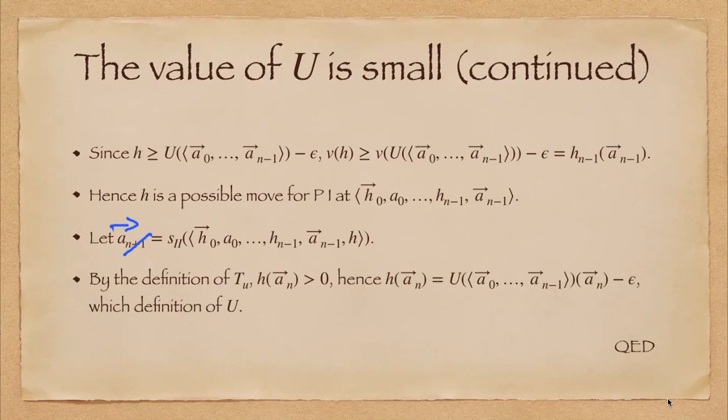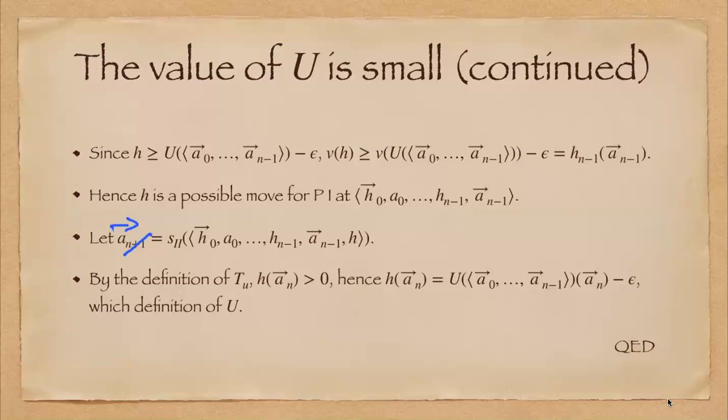But if h(a_n) is positive, then it means that h_n is equal to u minus epsilon, right? Because the only way I can get to positive values in h is if I took, remember that h is just u minus epsilon, rounded up to 0. So if h is positive, it means that h is u minus epsilon, but this is a contradiction to the definition of u. If you recall the definition of u, it was the infimum over all h's. So I cannot have an h that gives me something smaller than the infimum.